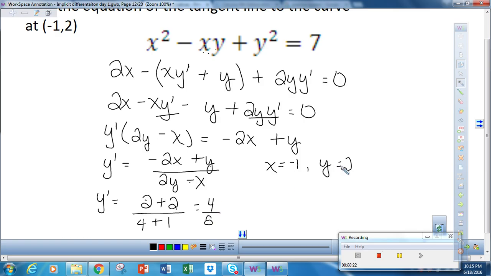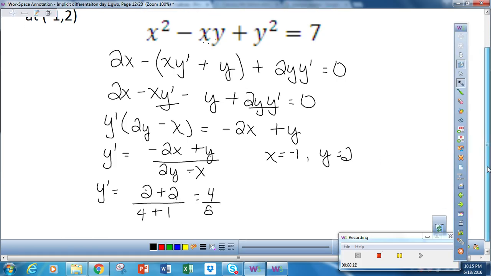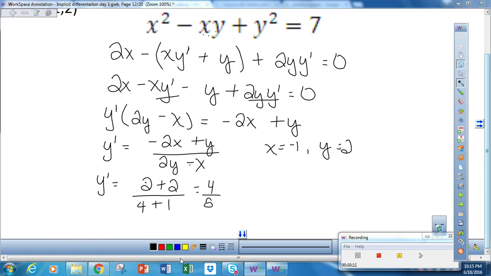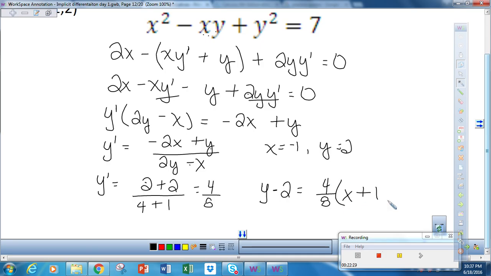My point is negative 1, 2. So I have enough information to write the equation of the line. So recall from the beginning of this unit, we're just going to use the point slope formula. So we have y minus 2 is equal to 4/5 times x minus negative 1. And also recall that we do not have to simplify this.